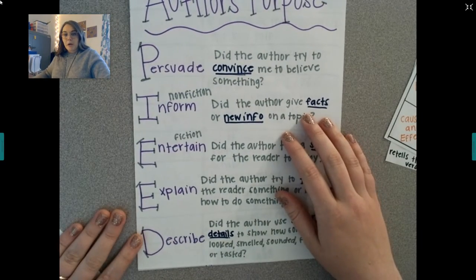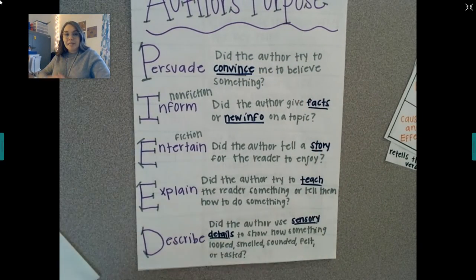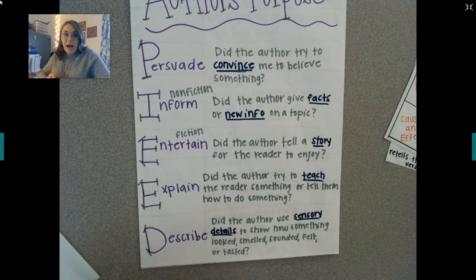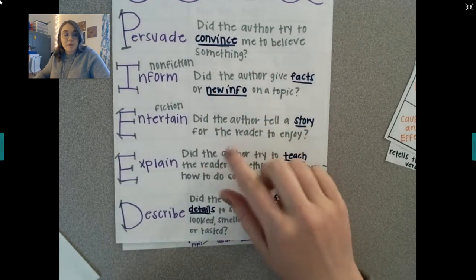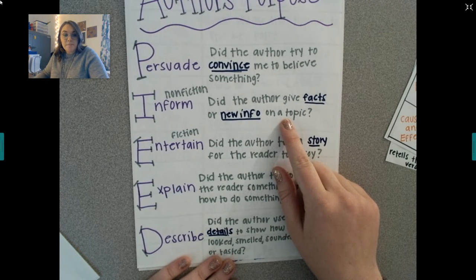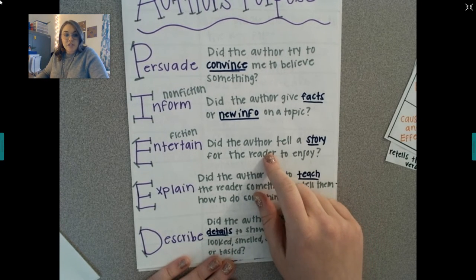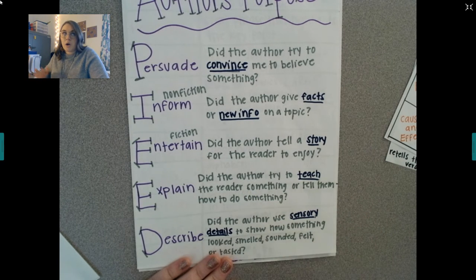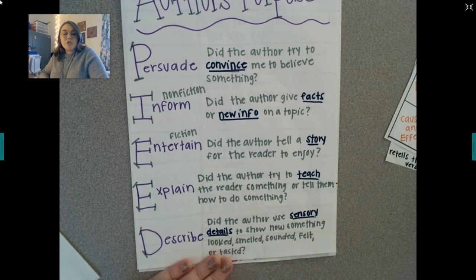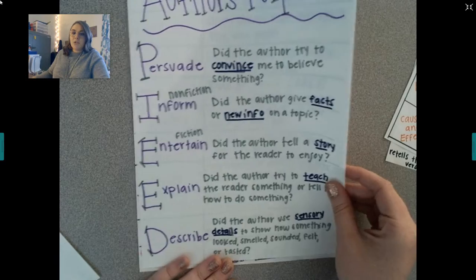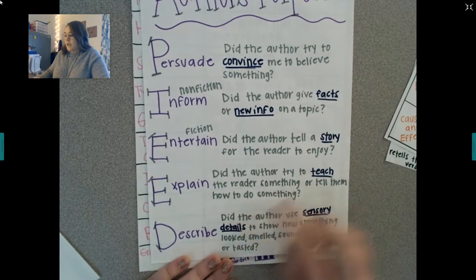We've been doing author's purpose, which you have to pick which PIEED, that's what I always say, P-I-E-E-D, PIEED, the book is showing you. Is it trying to convince you of something? That would be persuade. Is it giving you new facts and information? That would be inform. Is it telling a story, entertain? Is it teaching you something, like telling you how to do it, like directions or a recipe? Is it describing something to you, telling you how it looked, smelled, sounded, felt, or tasted? And normally with nonfiction, it's either inform, explain, or describe.